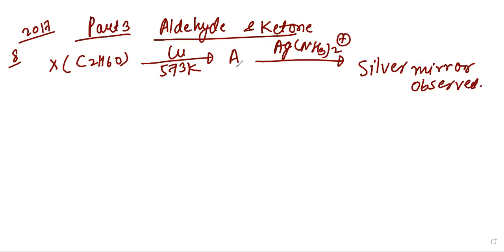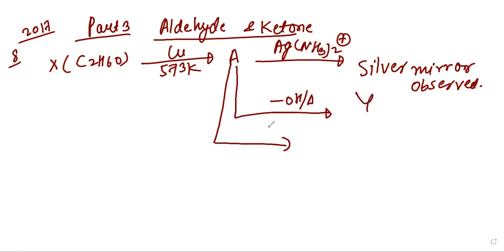And when A is treated with OH minus in the presence of heat, it produces Y. And when A reacts with NH2NHC=O NH2, it produces Z. So you have to identify A, X, Y and Z. This was asked in 2017.